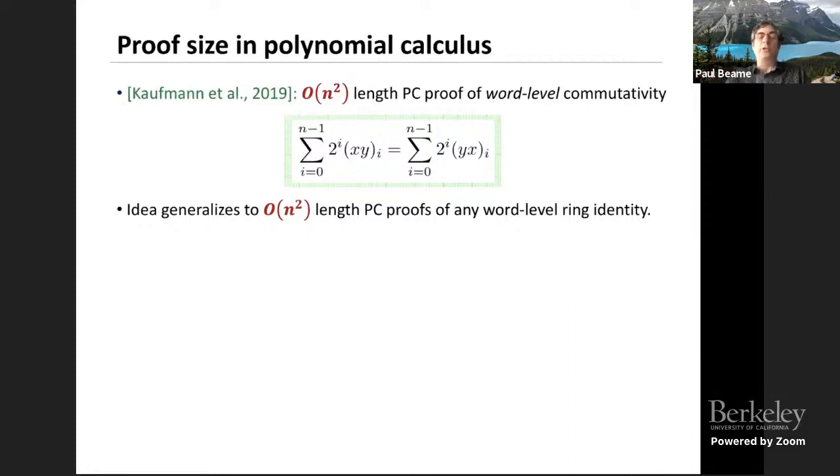And notice the coefficients required here are relatively large, so they're big coefficients, and you can actually generalize this to any word level ring identity, and not just degree 2. Now, this is great, and this was kind of the state of the art before we started work on the next project with the team at Lund and Copenhagen.